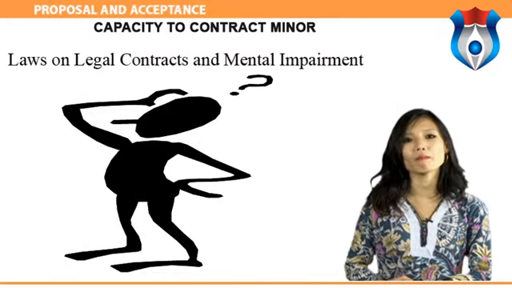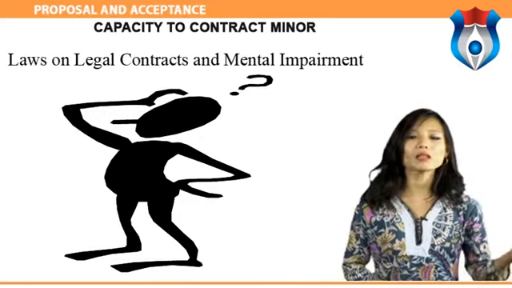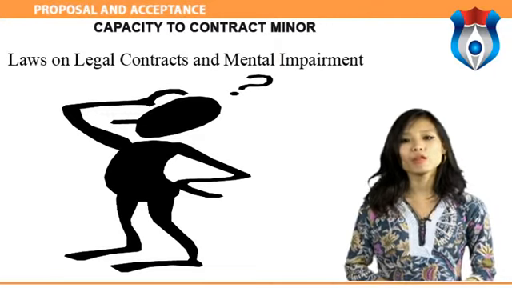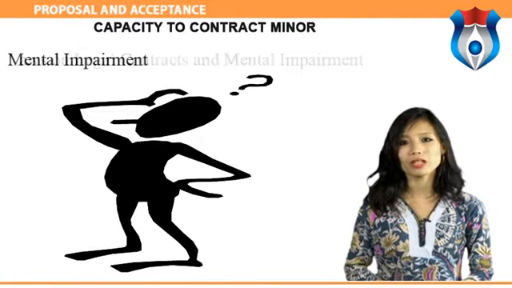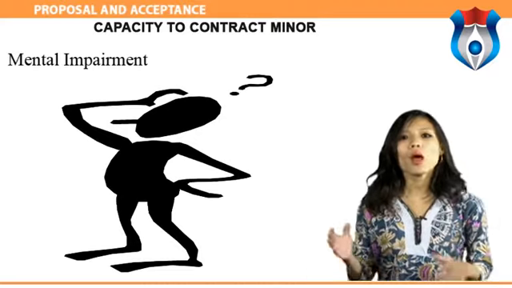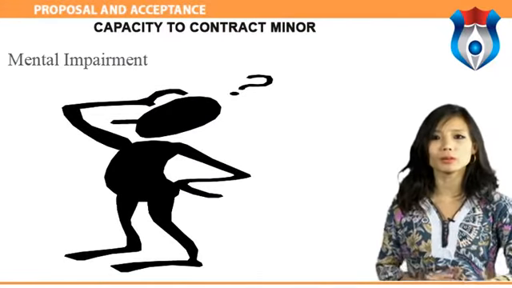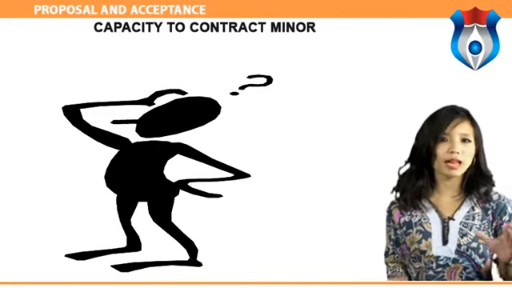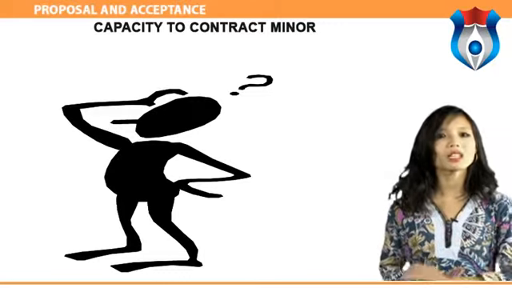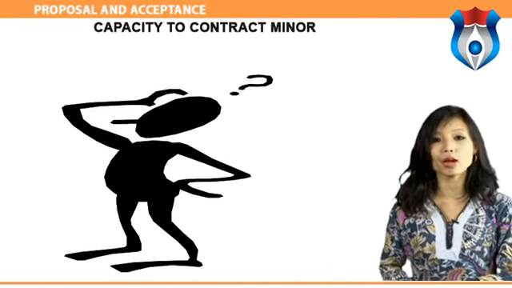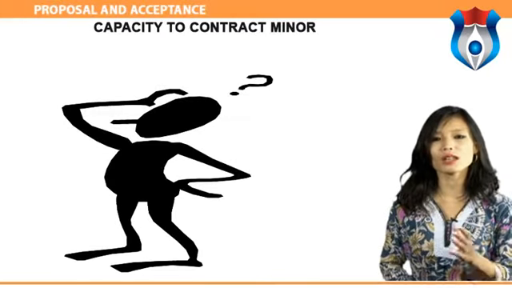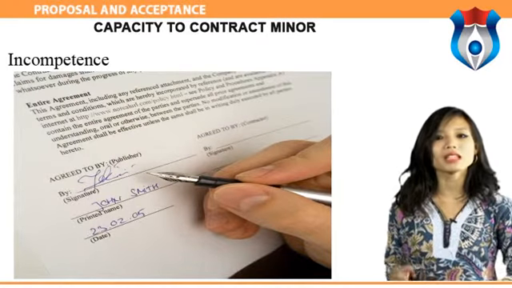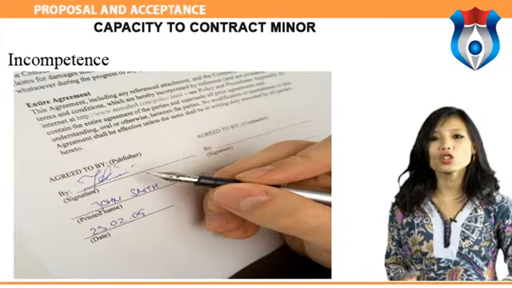Laws on legal contracts and mental impairment. When a person lacks the mental capacity to contract, any contract that person is party to would be voidable. Mental impairment. Contracts entered into by the mentally impaired are generally voidable. Voidable contracts. If a person suffers from any kind of mental impairment and enters into a contract or transaction, the party can avoid the contract or transaction if his mental impairment prevented him from understanding the nature and consequences of the transaction. Incompetence. Under common law, a person is insane when he does not understand the nature and consequences of his own conduct.